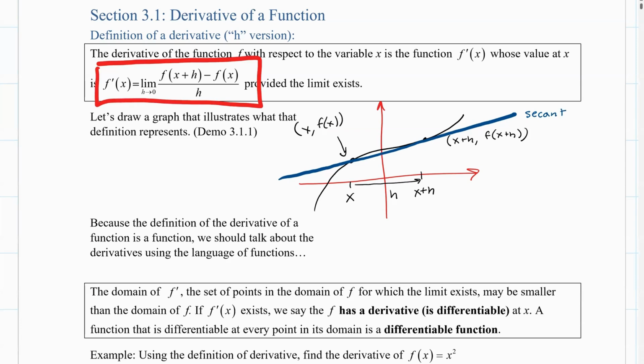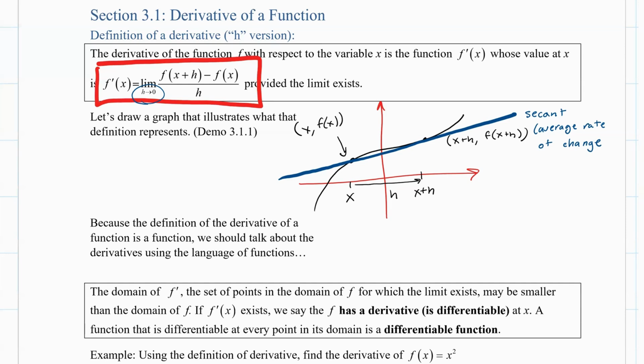And if h is large, this secant line gives the average rate of change for that function as we go from x to x plus h, right? But we don't want h to be large. What we're saying is, well, what happens when h gets closer and closer to 0?